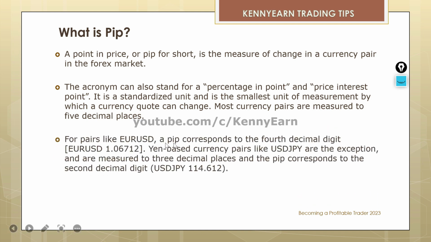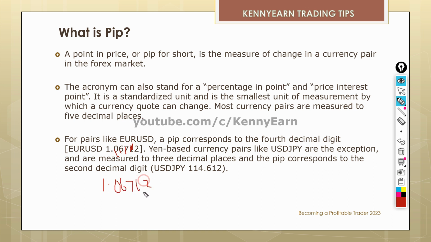For pairs like EUR/USD, a pip corresponds to the 4th decimal digit: 1, 2, 3, 4. So if the market moves from 1.06712 to 1.0652, how many pips is that? That's like 5 minus 1, that's 4 pips. So the market has moved 4 pips. Sorry, 1.06752. If you check the difference, that means the market has moved 4 pips. So we're checking the 4th decimal.